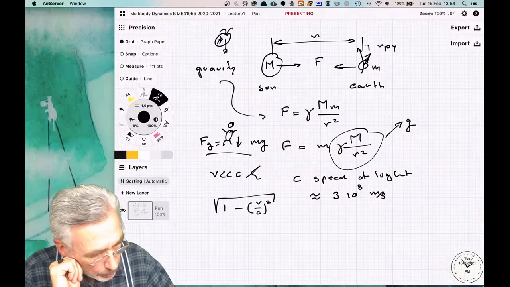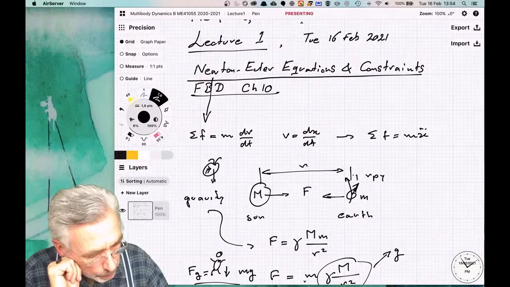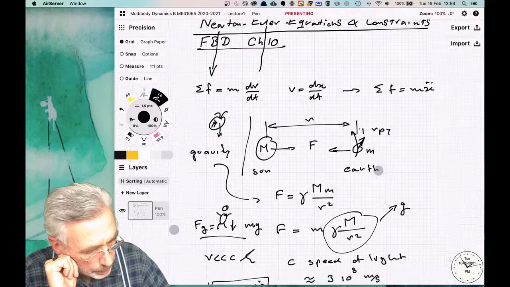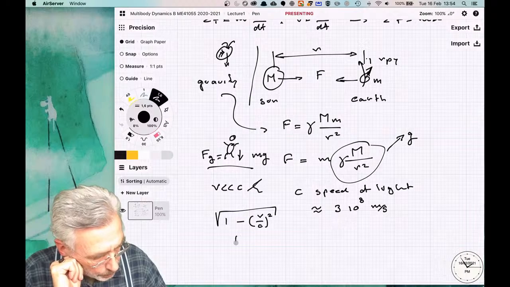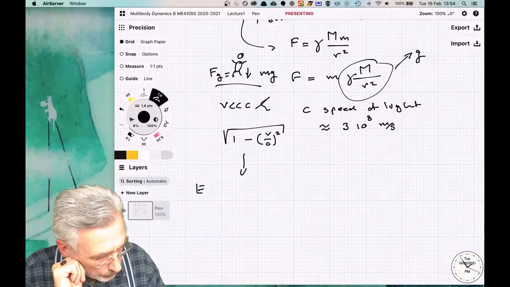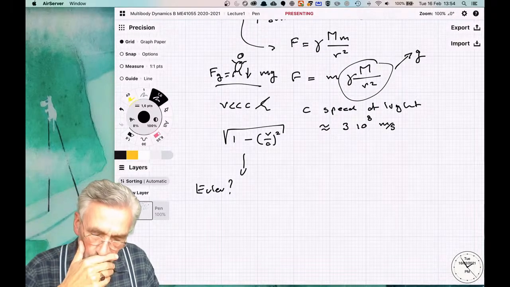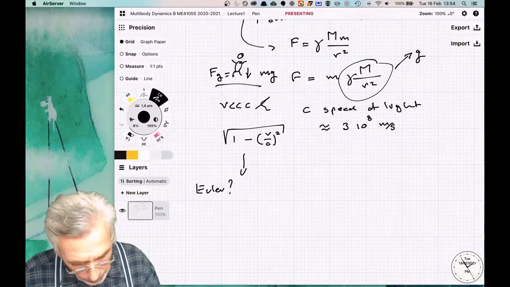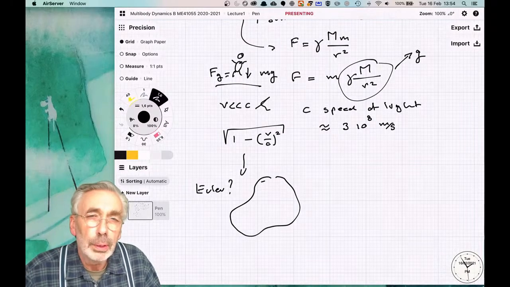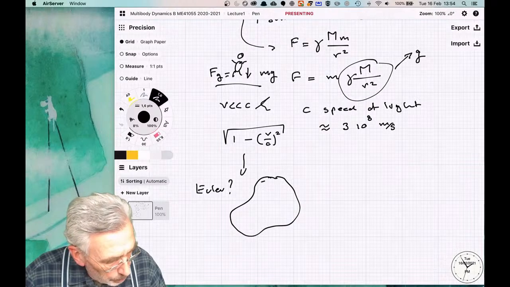Okay, that was the Newton part. But there's a second name here, that's the Euler part. So let's look at the Euler part. What is Euler? Well, we are talking about rigid bodies. And rigid bodies have some extent, right? It's not a point mass. They have some form. So a rigid body.